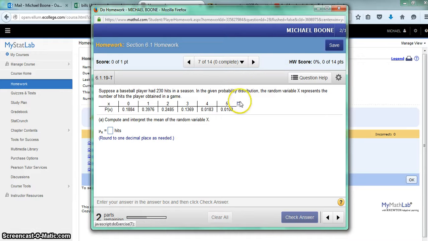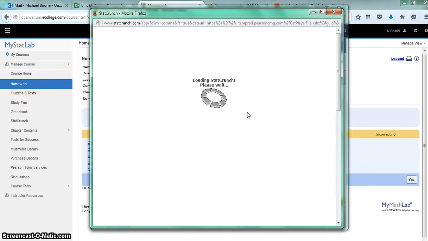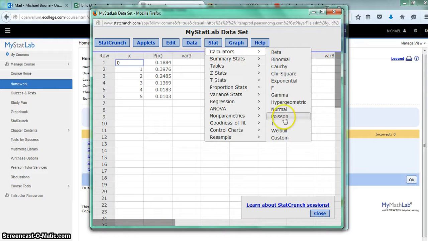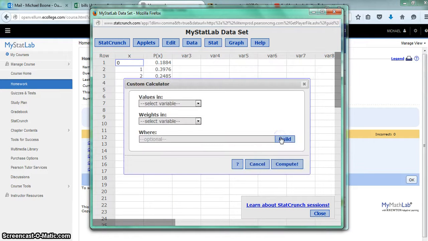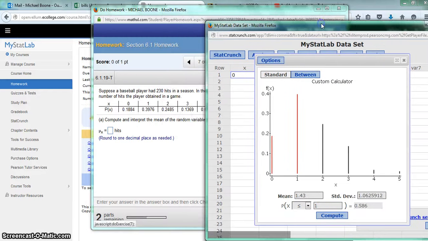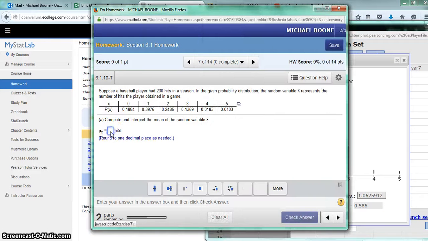But let's take our data to StatCrunch and let's figure out the mean and standard deviation. So the way that we can do that is go to calculators, and we're going to go to a custom calculator. So the values, the number of hits, are in that X column, and then the probabilities are their weights. We did something similar in Chapter 3 when we were finding weighted averages, but here it gives us our mean and our standard deviation. So a mean of 1 decimal place, 1.4. So that means 1.4 hits per game.